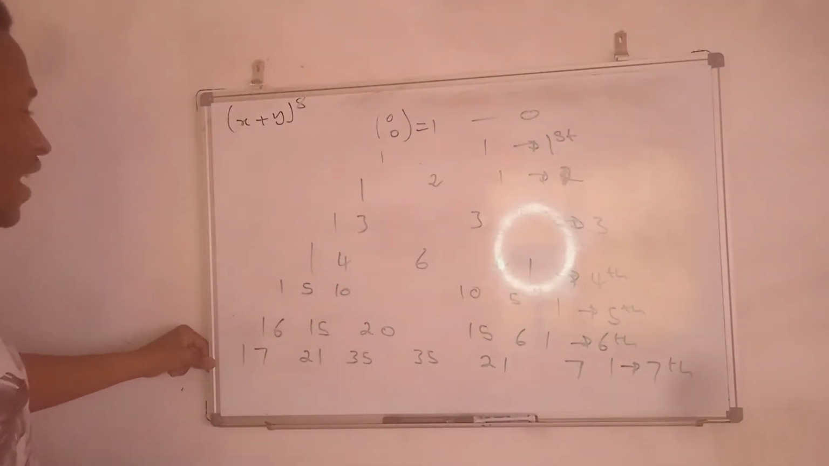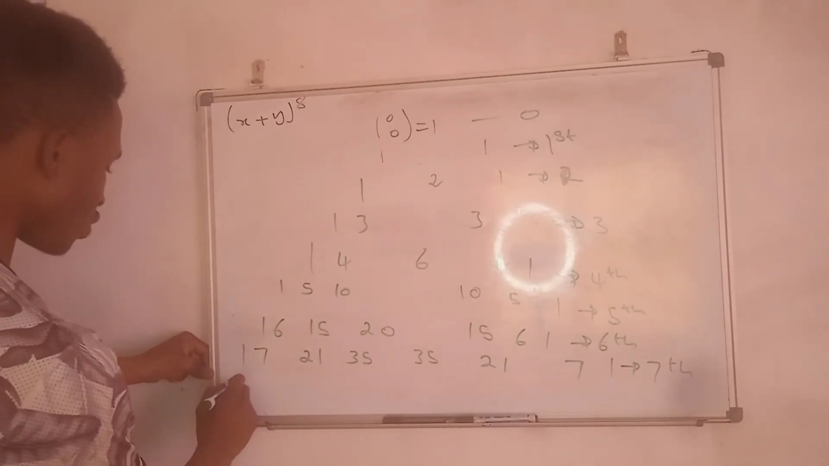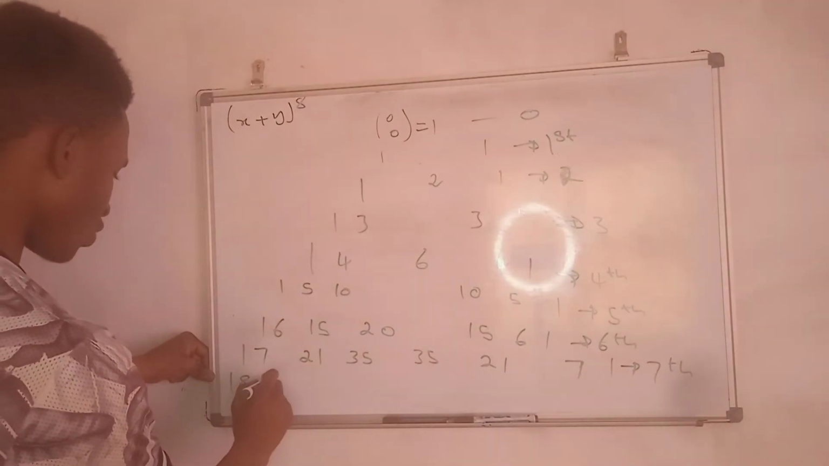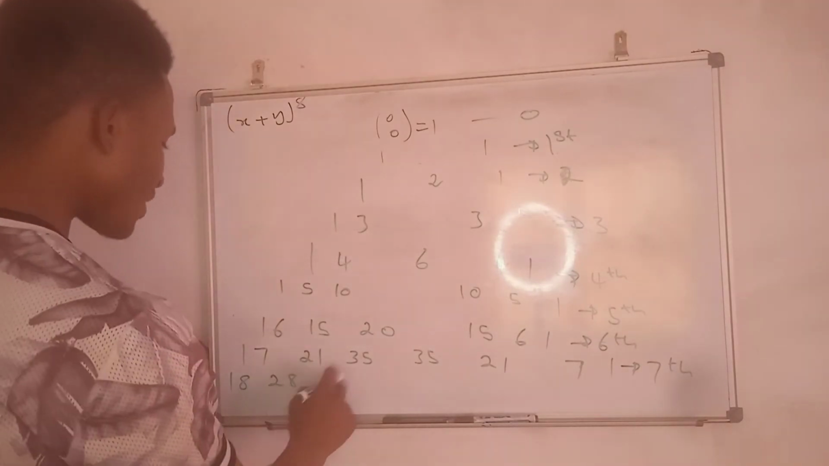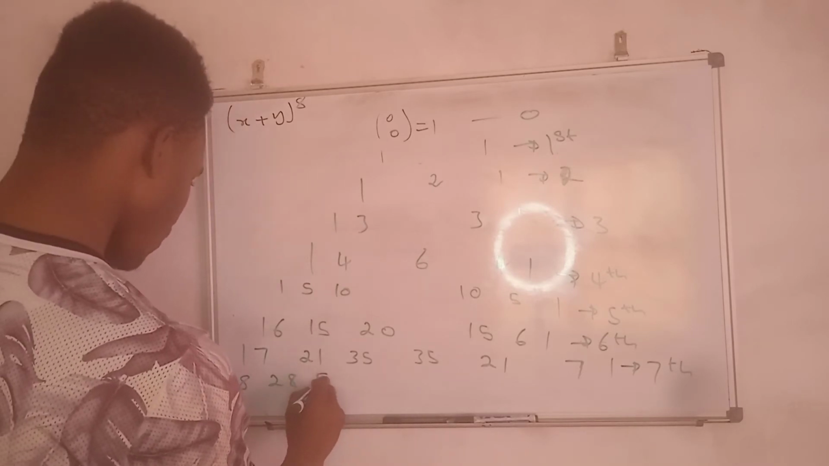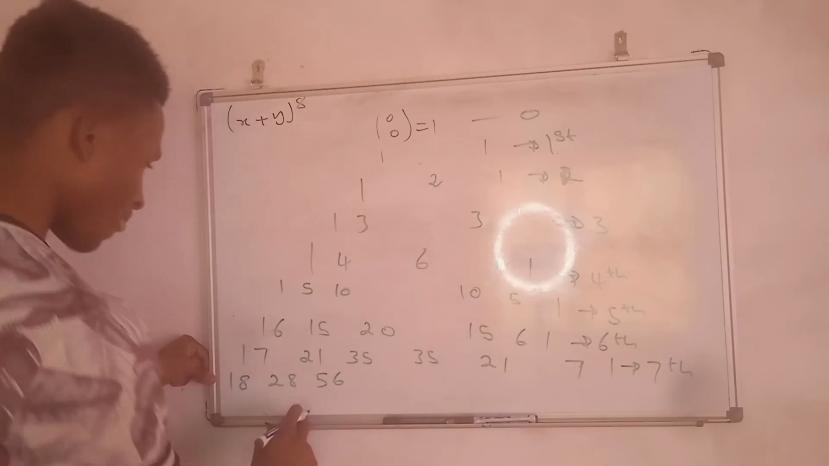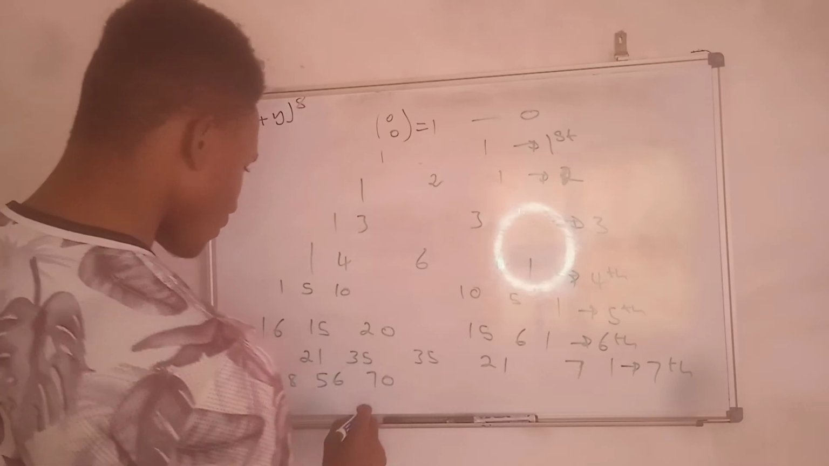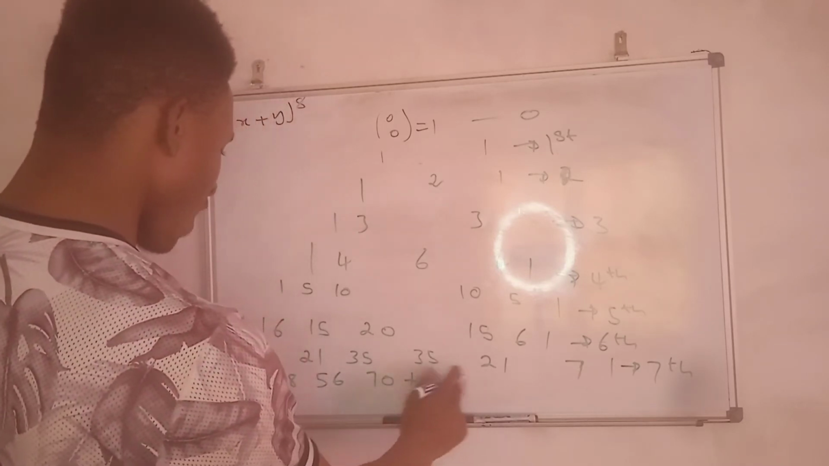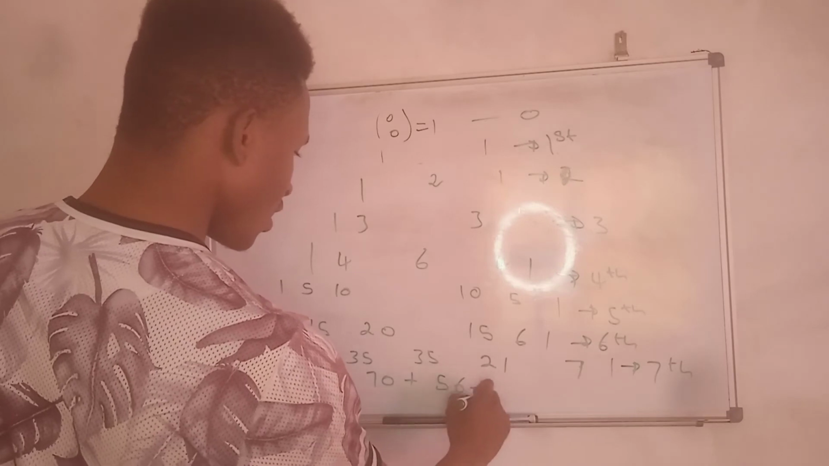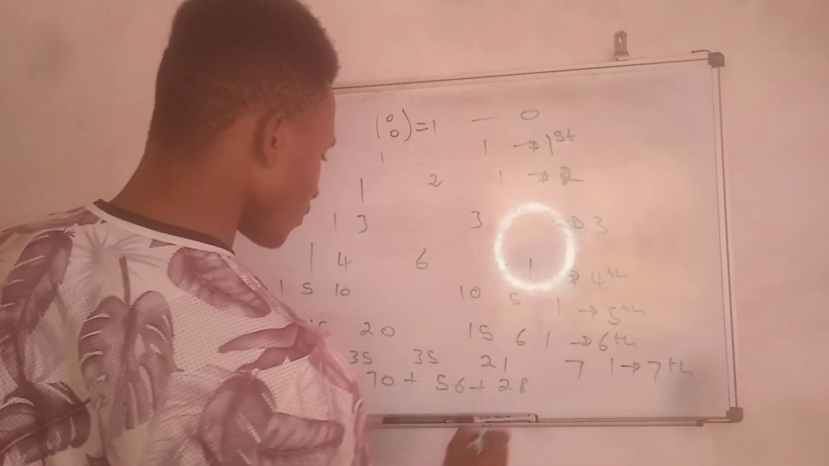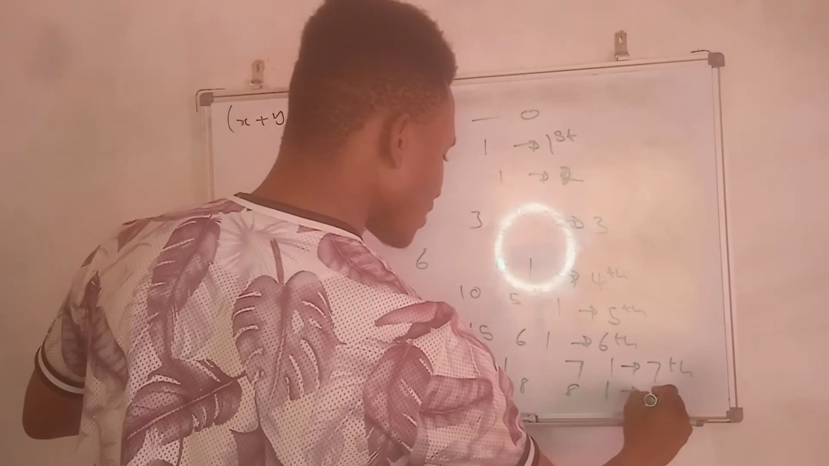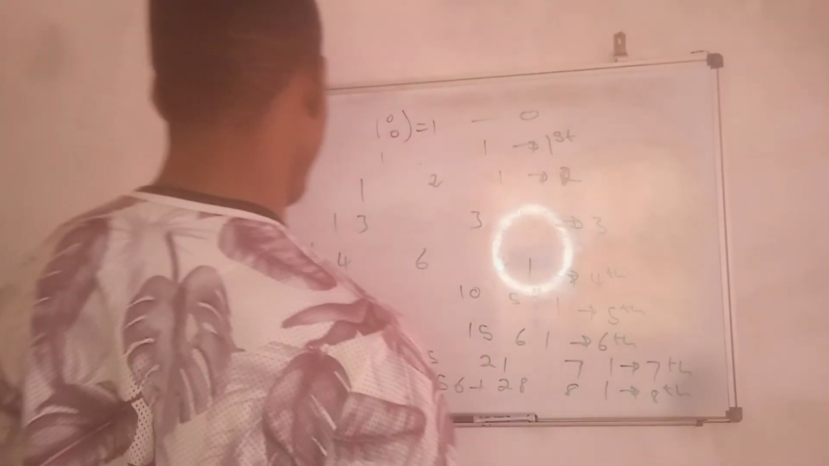So I can go on to the 8th, which will be 7 plus 1 is going to be 8 here, but I'm going to add 1. So 7 plus 21 is going to be 28. 21 plus 35 is going to be 56. Yes, 56. 35 plus 35 is going to be 70. 35 plus 21 is 56 again. 21 plus 7 is 28. 7 plus 1 is 8, but I'm adding 1. This is my 8th, the one that I actually wanted.